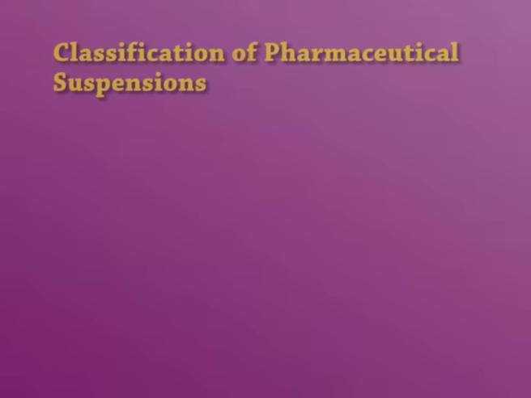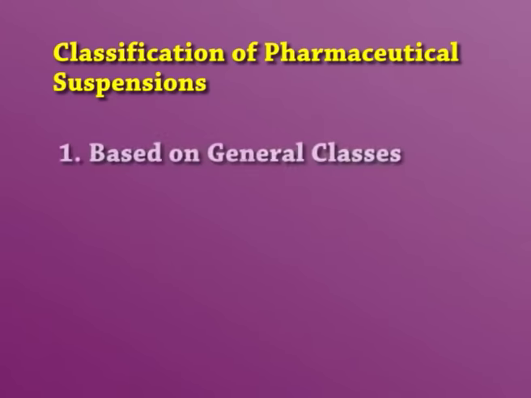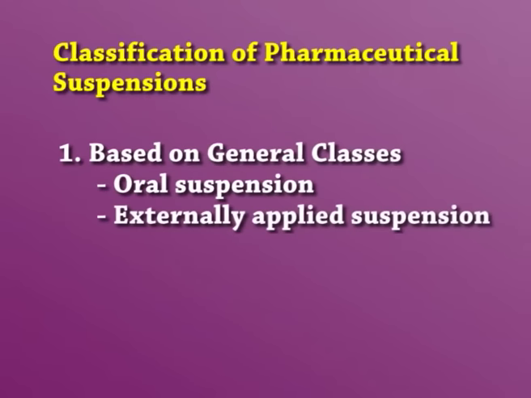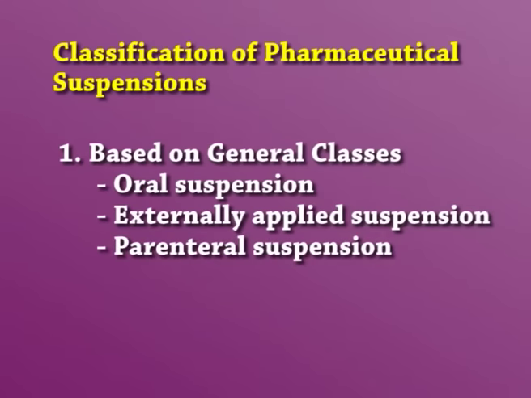The external phase, that is the suspending medium, is generally aqueous in some instances, or it may be an oily liquid for non-oral use, that is for topical preparation. Particle sizes of the drugs may vary from one formulation to another depending on the physicochemical characteristics of the drugs and the rheological properties of the formulations. The classification of pharmaceutical suspensions is, on general classes, mainly oral suspensions, externally applied suspensions and parenteral suspensions.